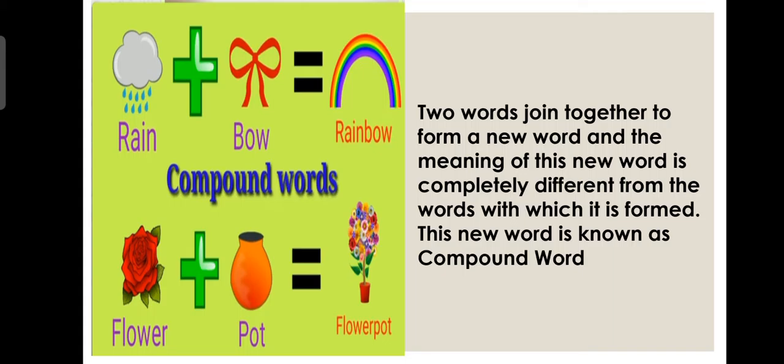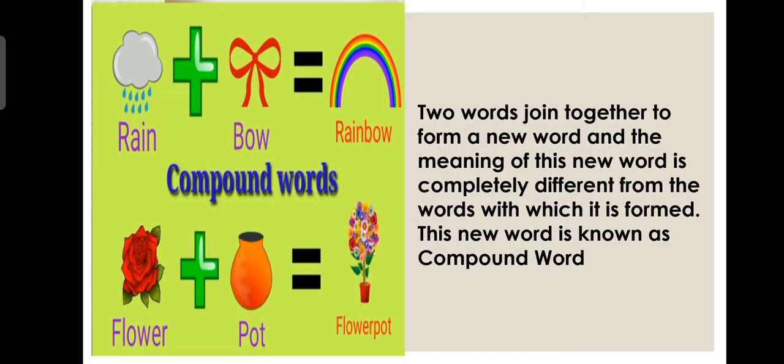So the first topic, compound words, you have already dealt with, I think since class 1 or 2. You already know what compound words are. So we'll just have a short recap on it. So what are compound words? Two words joined together to form a new word, and the meaning of this new word is completely different from the words from which it is formed. This new word is known as a compound word. So for example, rain plus bow, a rainbow. So the compound word is rainbow, and the meaning of rainbow is completely different from rain and bow.